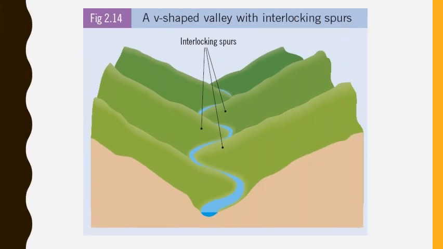A V-shaped valley with interlocking spurs. As you can see, the water is flowing in between the interlocking spurs, so the water can find its own way and no one can stop the flow of water.